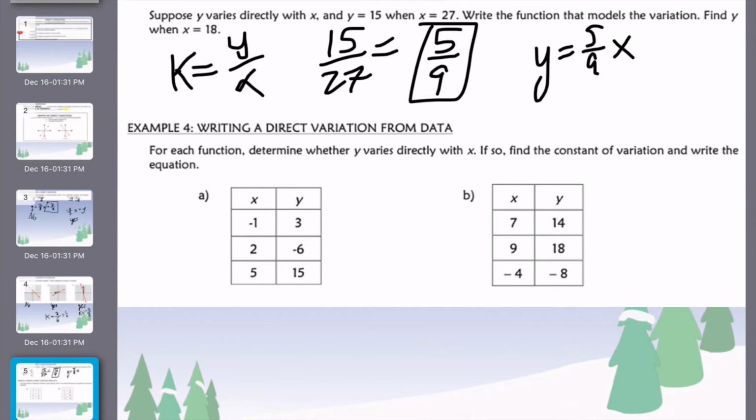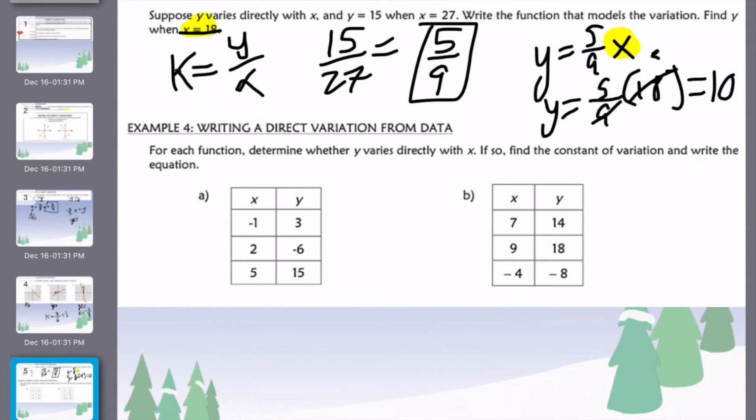If I wanted to figure out what y was when x is 18, all I have to do is take 18 and plug it in right here. So y equals 5/9 times 18, that's actually going to come out to be 10, because the 18 and the 9 cancel out. 18 becomes a 2, and 5 times 2 is 10.